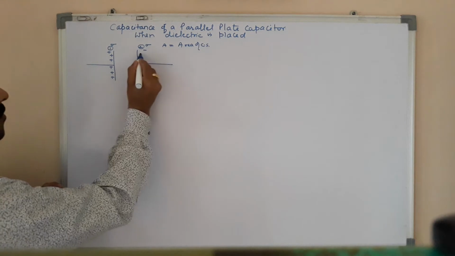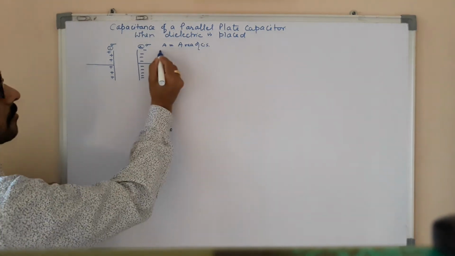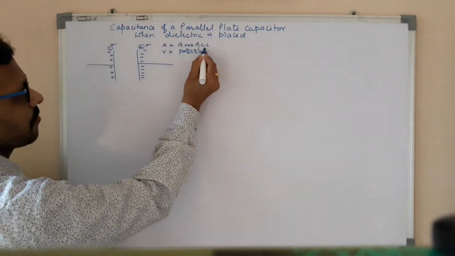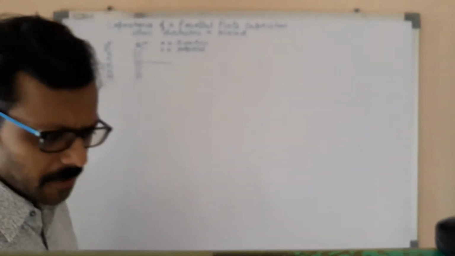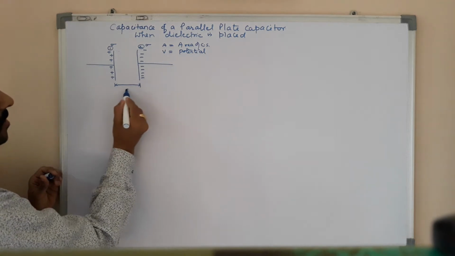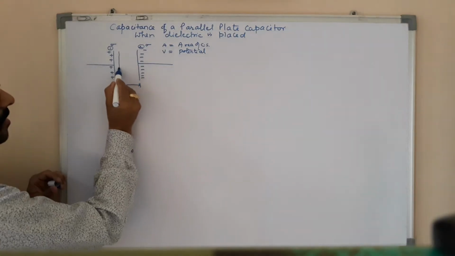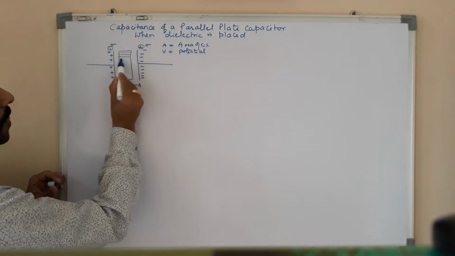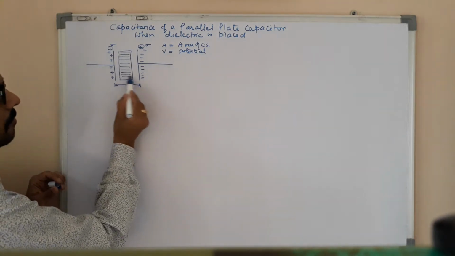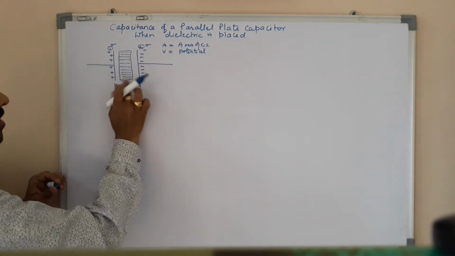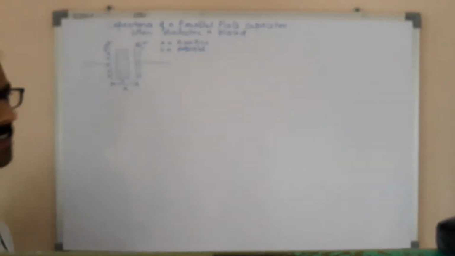Due to this, let V be the potential as long as the charge is produced on it. Now these two plates we have placed at a distance of D, and in between we are keeping a dielectric slab. So this is a dielectric slab and let its thickness be T. So the thickness of the dielectric slab is T.